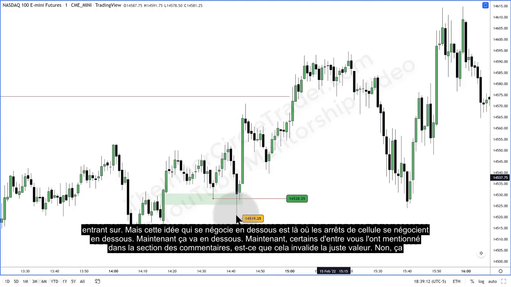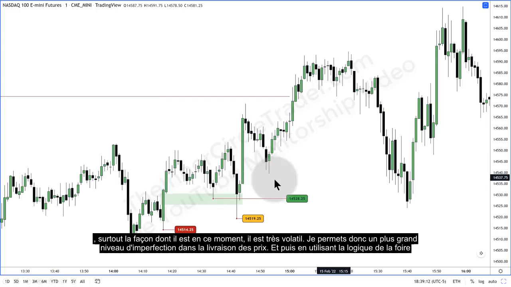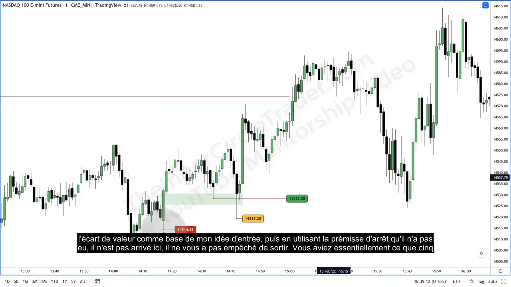Now, some of you have mentioned in the comment section, does this invalidate the fair value gap? No, it does not. The idea is the fair value gaps. Well, look at the body of this candle here. Isn't that respecting that? Yes. So in my mind, I'm thinking, well, I know prices sometimes, especially the way it is right now, it's very volatile. So I'm permitting a greater level of imperfection in price delivery, and then using the logic of the fair value gap as the basis for my entry idea. And then using the stop premise, which it didn't get it here.